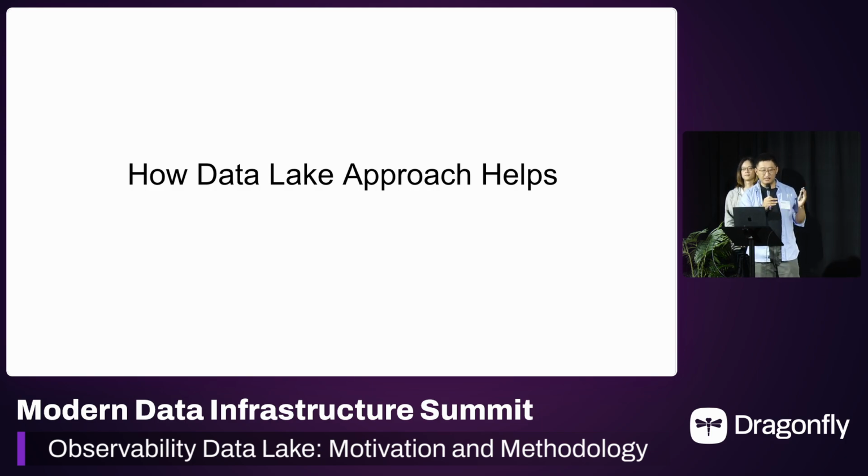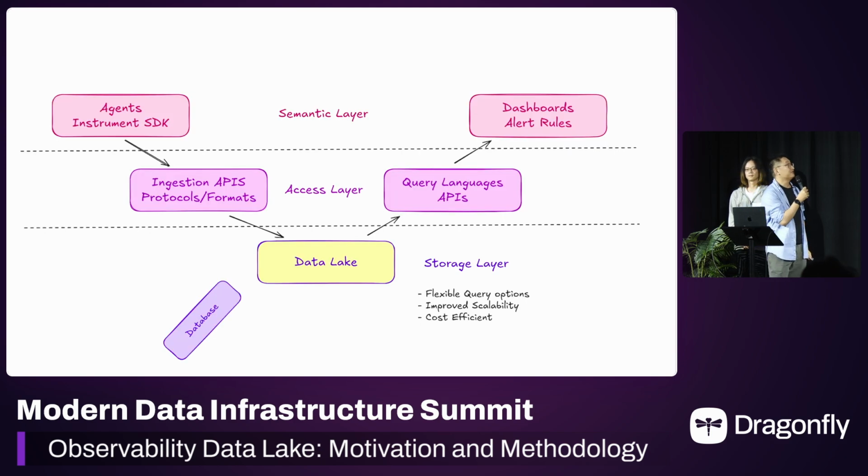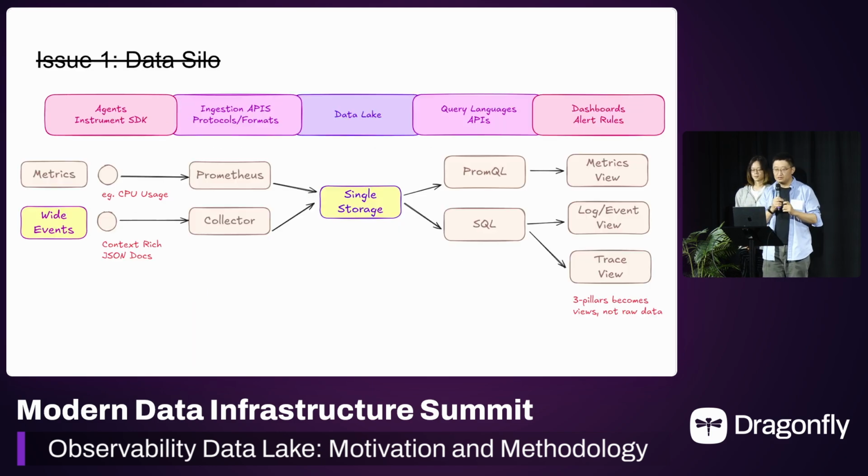And let's check how the data lake approach can help. Obviously, the first step is to replace the database with a data lake approach. A data lake approach is typically using something like object storage to reduce the cost. Also, it's more scalable. But this is just the first step. This is not everything for observability data lake. So next, we want to resolve this data silo issue.